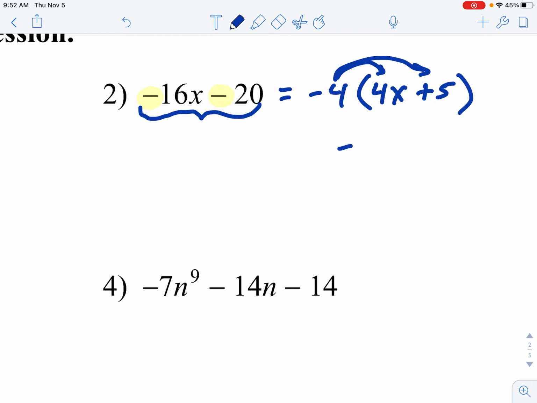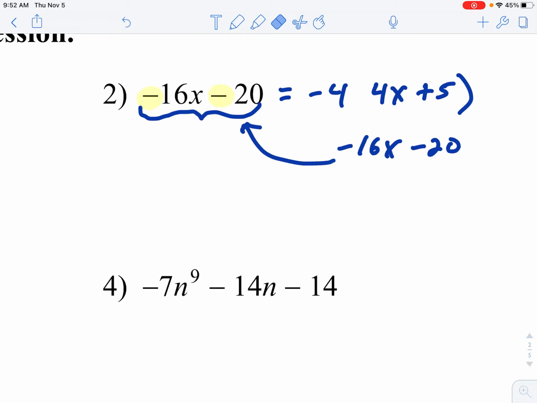Negative 4 times 4x is negative 16x. Negative 4 times positive 5 is negative 20. You get back where you started from, so that means we are correct. You don't have to do that. I'm just trying to illustrate how what I'm doing is basically the distributive property in reverse.